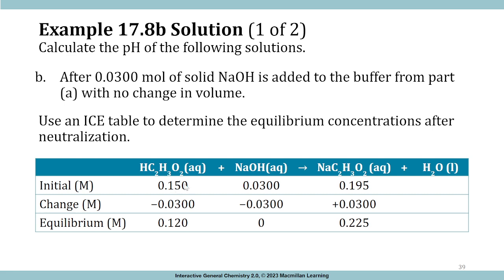So here we have 0.150, that's what we started with in part A. This is going to be minus this number here, which is the 0.03, and that's going to give us 0.12, right? That number gets added onto the acetate. So 0.195 plus that 0.03 gives us 0.225. Notice this is actually just straight up stoichiometry, isn't it? Yeah. Of course, all of our base has to be consumed. It's always good to make sure and double check that, okay? And so all of our NaOH is consumed.